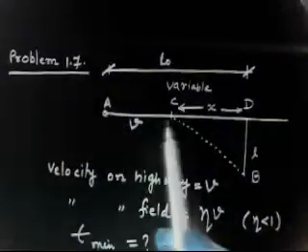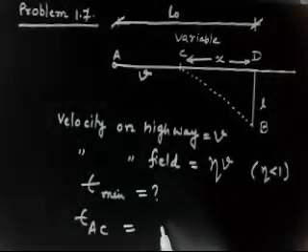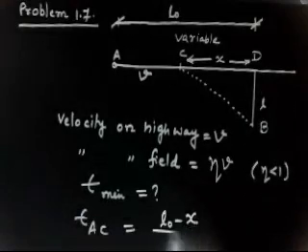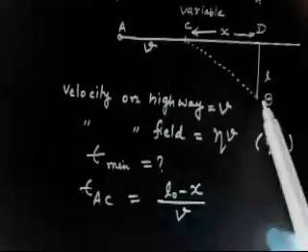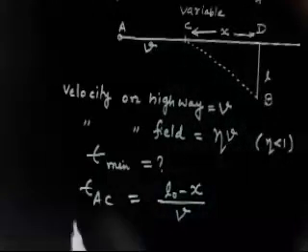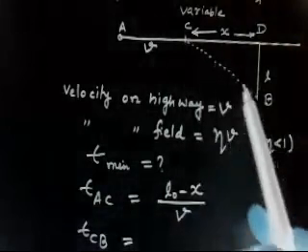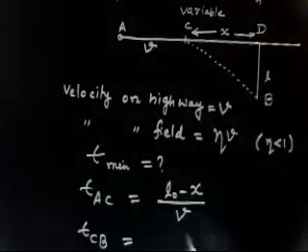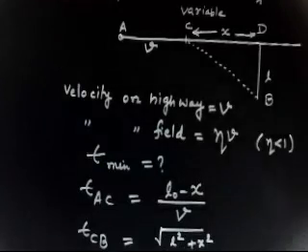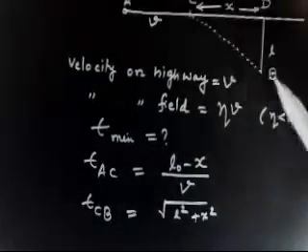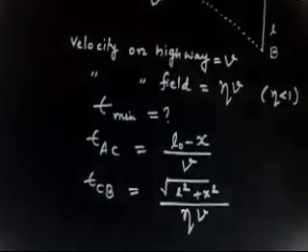So what is the time from A to C? The time from A to C will be, distance L0 minus x and velocity v, so (L0 - x)/v. Are you getting? From C to B, if we follow this path from C to B, what will be the time? This distance is the square root of L squared plus x squared, where L is given, divided by velocity eta times v. Now what is the total time?